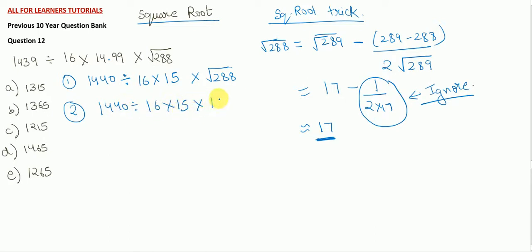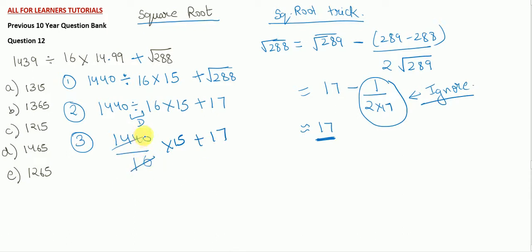Okay, now you have got it. Sorry, this is not into, this is actually addition. Now you have got it as 17. Now calculate it by using the BODMAS rule. First is division. So 1440 divided by 16 into 15 plus 17. Just calculate it. You will get 90. So 90 into 15 plus 17. Multiply it. You will get 1350 plus 17. The answer is 1367.